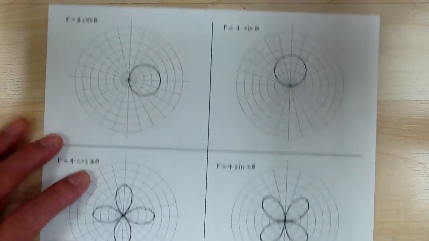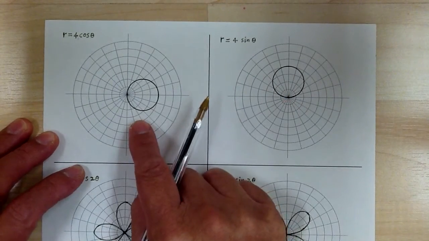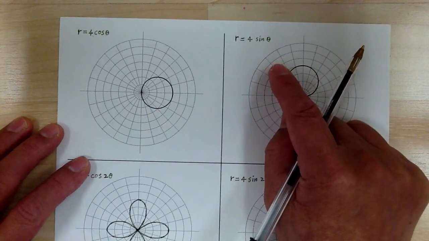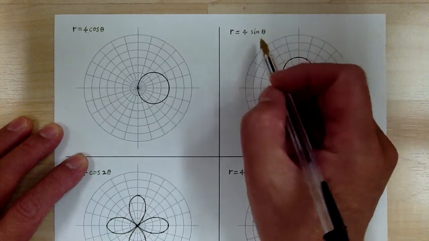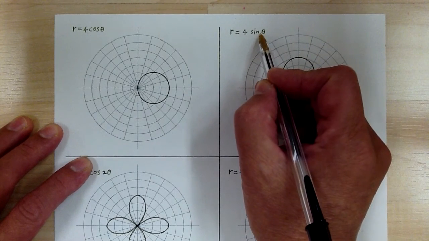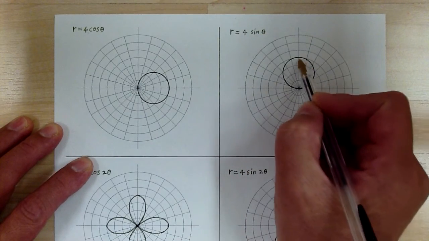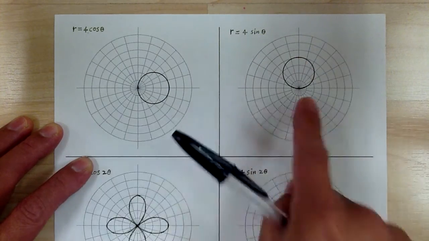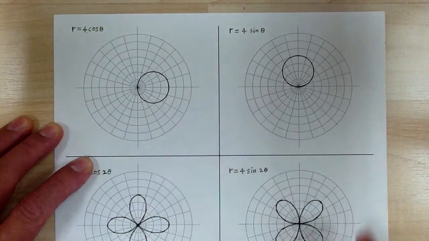Okay. Now, for the sine graph, it would be the same way, except for the sine graph, there would be a rotation. And the rotation would be 90 degrees divided by B. So in this case, 90 divided by 1. So the rotation is 90 degrees. So it starts at 90 degrees. Okay, so see the comparison.